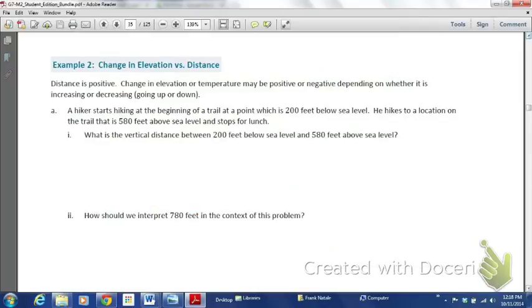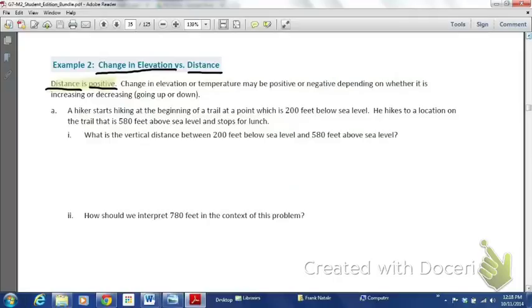Okay, so example 2 is change in elevation versus distance. We're going to look at this idea of change in elevation and compare it to this idea of distance. This first statement here is pretty much where the difference comes into effect. Distance, we always consider as being positive. It's always stated in positive terms.